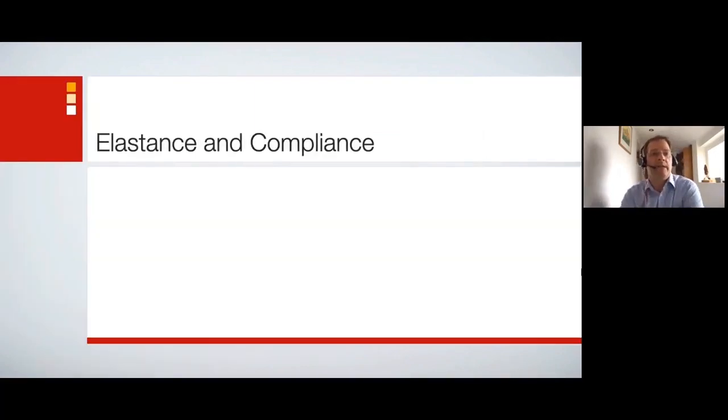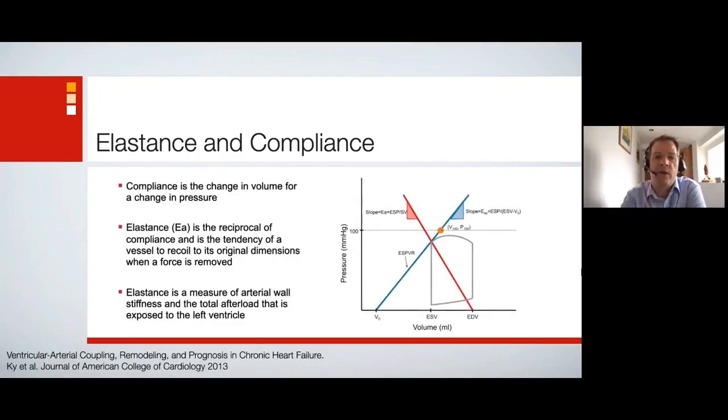Effective arterial elastance has been proposed as a measure of left ventricular afterload, and it's defined as the slope of the theoretical line through the end diastolic and end systolic points of a pressure volume loop. Therefore, the effective arterial elastance is defined as our end systolic pressure divided by our stroke volume. So why is this a useful physiological parameter?